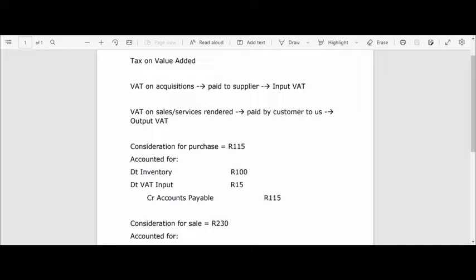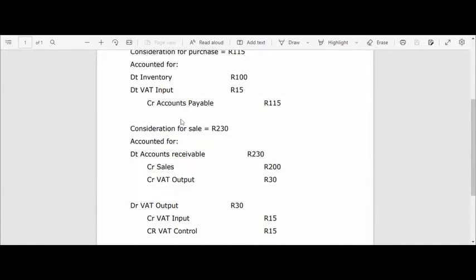Right, ladies and gentlemen. So clearly, to put this in very simple terms, the 200 rands belongs to us, and the 30 rands belongs to the revenue service. So there we've got the entry, right? We are debiting accounts receivable or debtors with 230, crediting sales with 200, crediting VAT output with 30. So that 30 rand belongs to the revenue service. That 15 rand input we've already paid to our supplier. Our supplier would have paid that over to the revenue service. So therefore we can use that now as a credit.